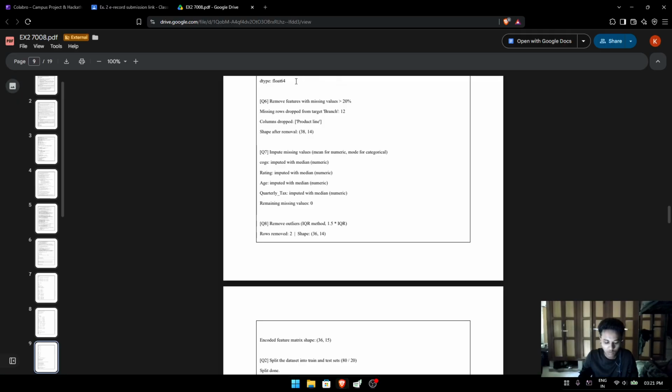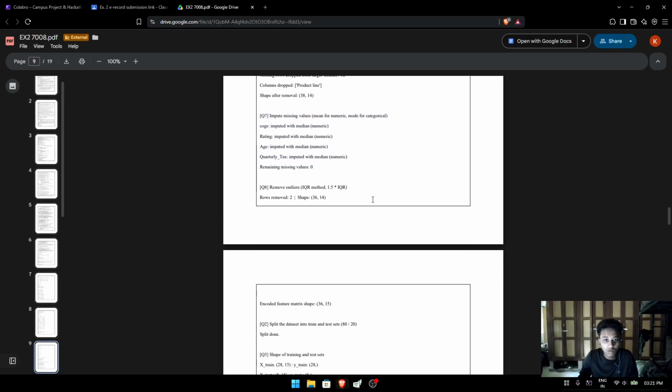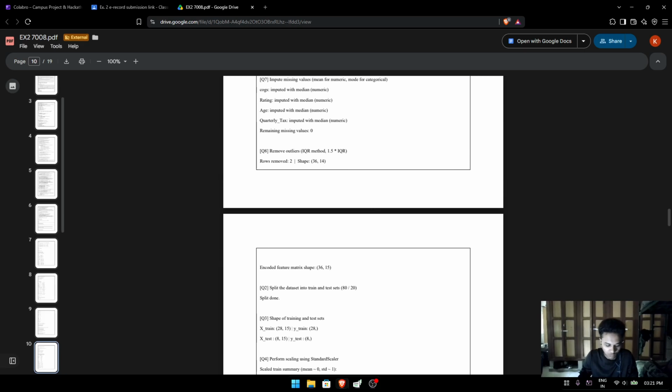The seventh question, for the remaining missing values, I fill numerical values using the median and categorical values using the mode. So this is the output for the seventh question. In the eighth question, I detect unusual values using the IQR method and remove them. After removing, we got output like this.